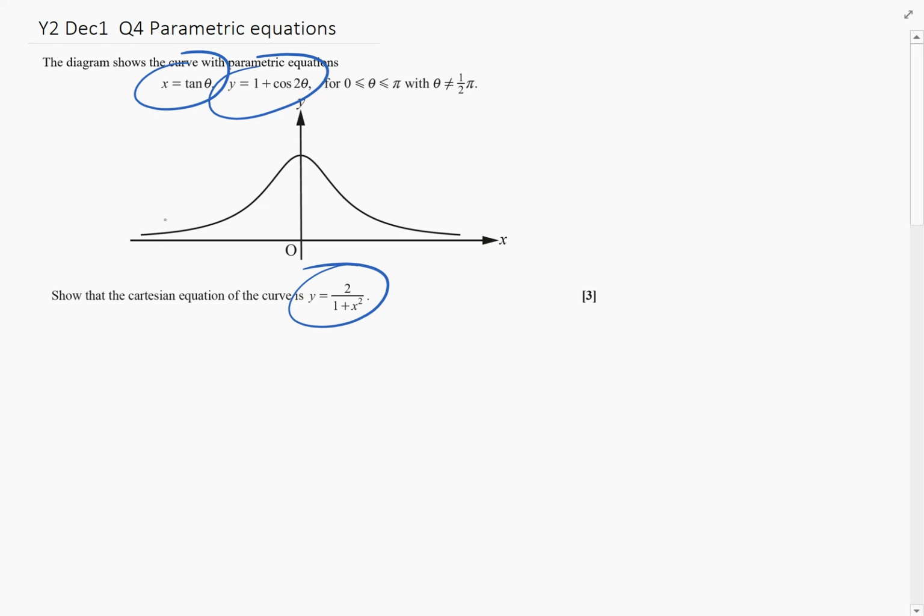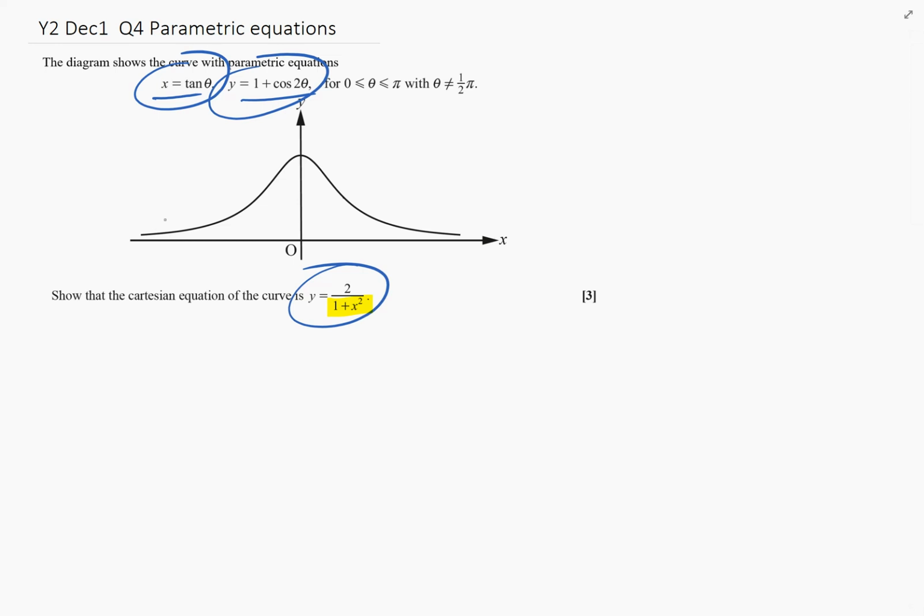With these kind of questions where you have to eliminate theta, you've got to try and find a way of connecting these two so you can substitute one into the other. Now, it's not obvious in this question how you can take tan theta and try and substitute that into a cos 2 theta. So what I would suggest in that case is looking at the answer, look at where you need to end up, and that kind of gives you a clue that it's going to help if you do x squared and plus 1 to it.